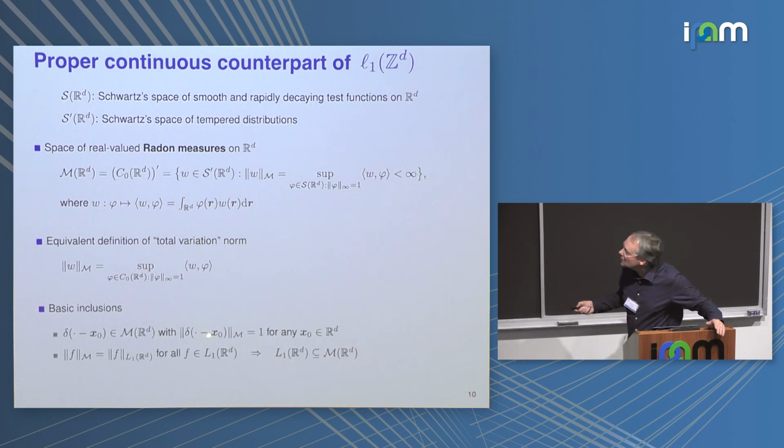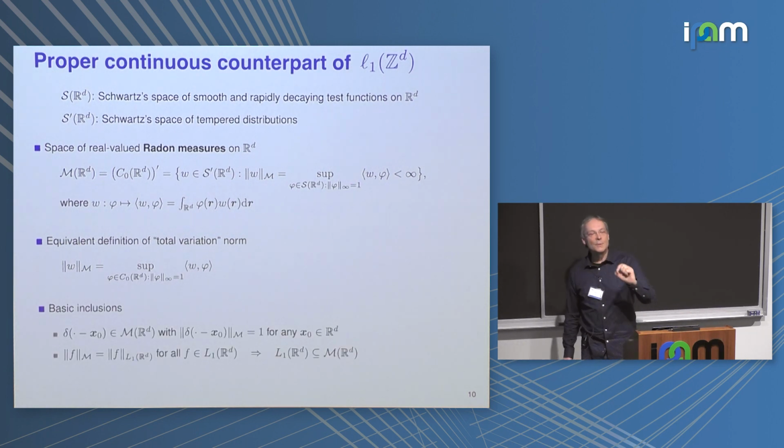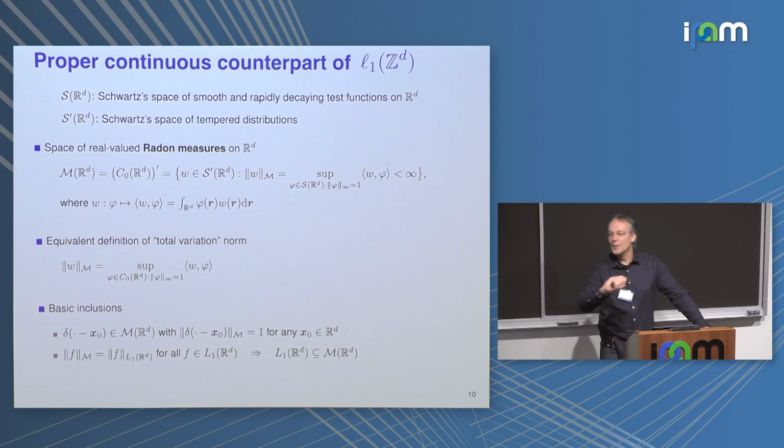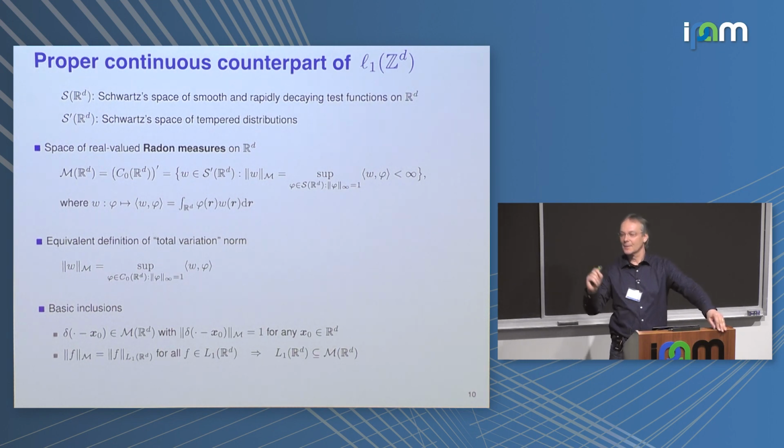Okay, so this looks a little theoretical, but what's important for us? For us, only one thing is important, that Diracs live in that space. Okay, and good enough, Diracs live in that space. By the way, Diracs don't live in L1. Okay, so that's the problem of L1.